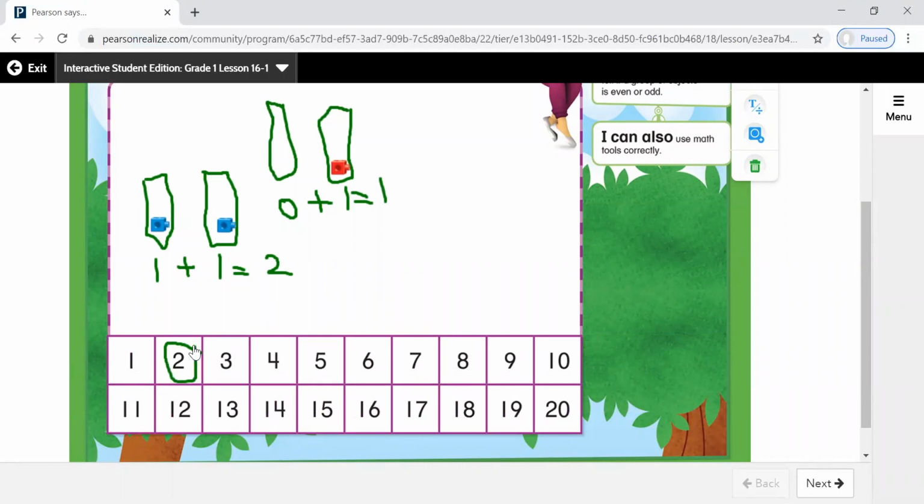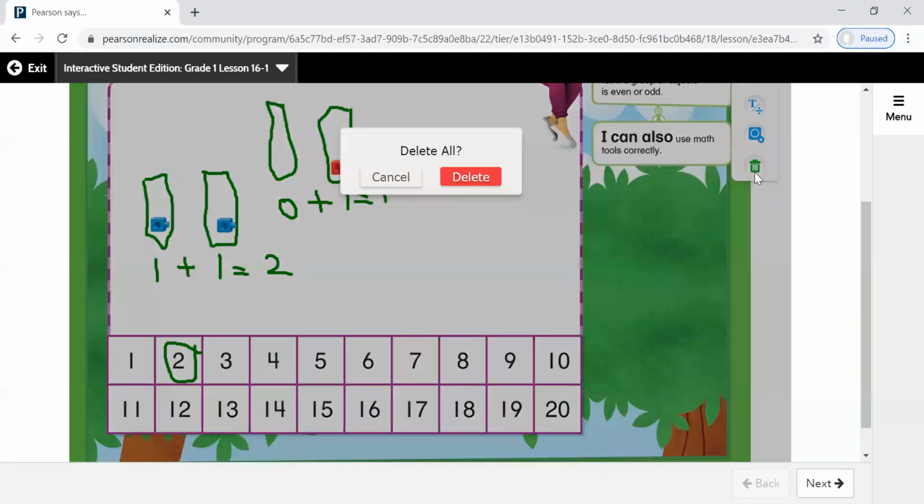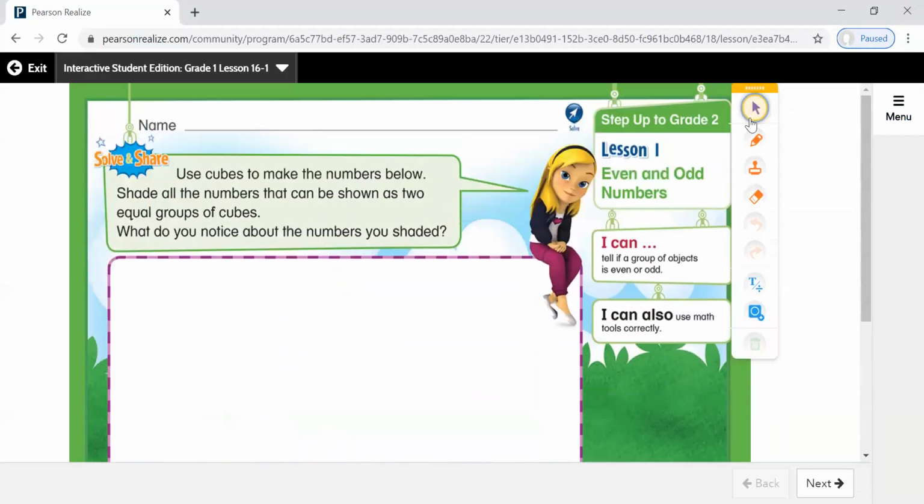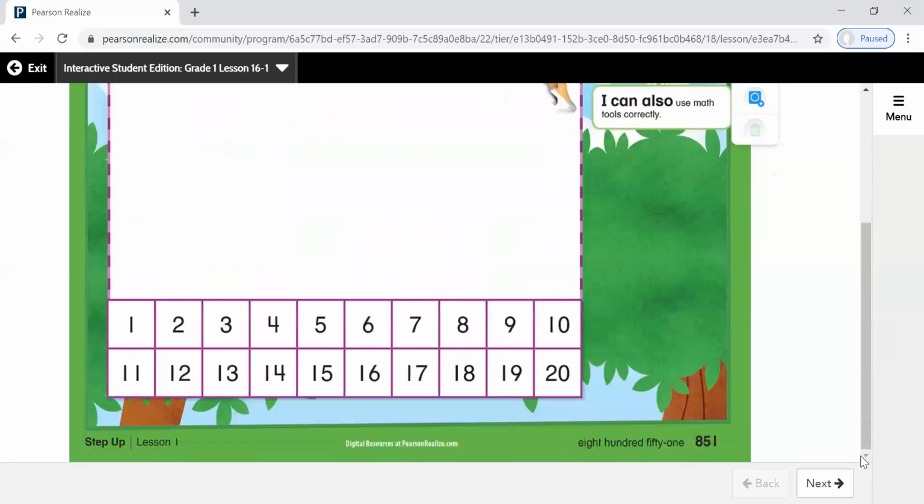So if I can divide the number into two equal groups like this, then the number is an even number, like number 2. Let us circle it. If the number is even, then I will circle it.